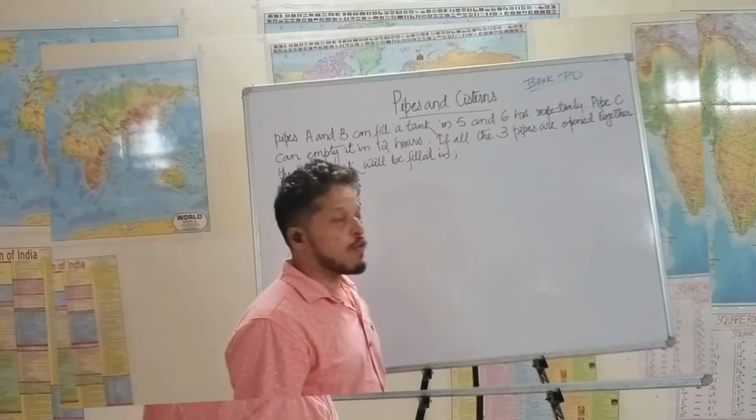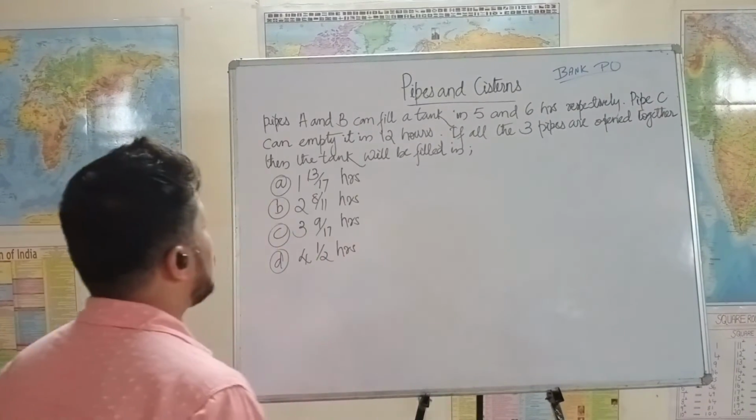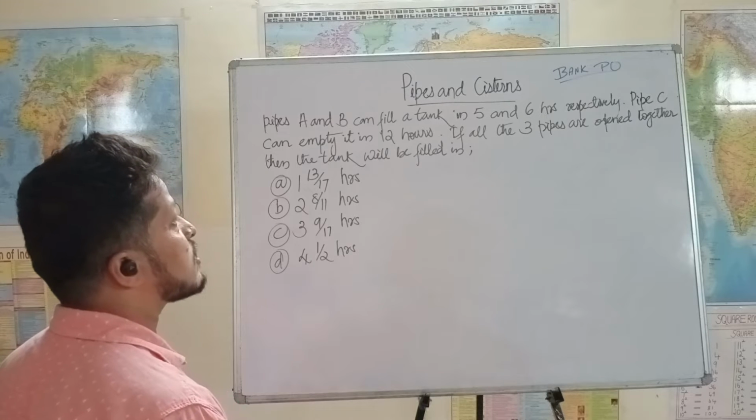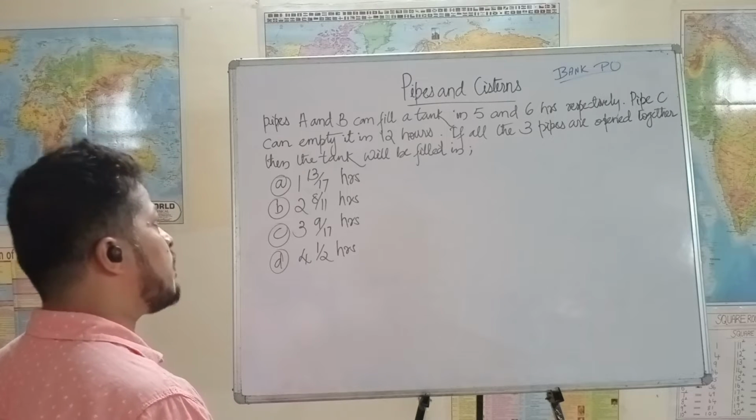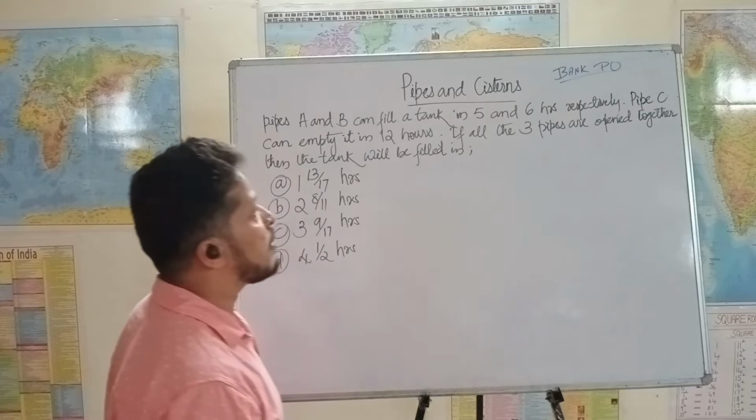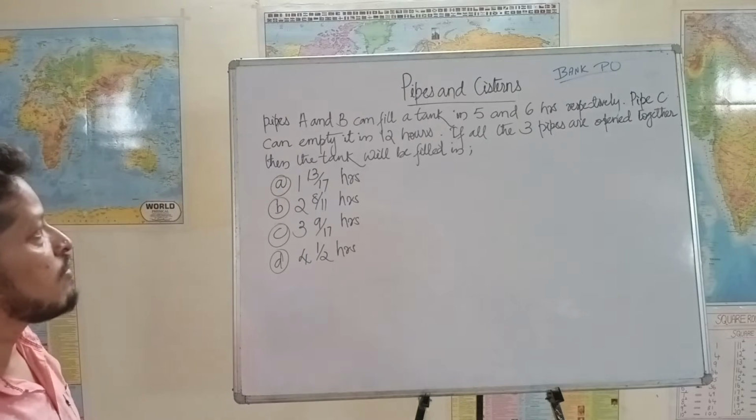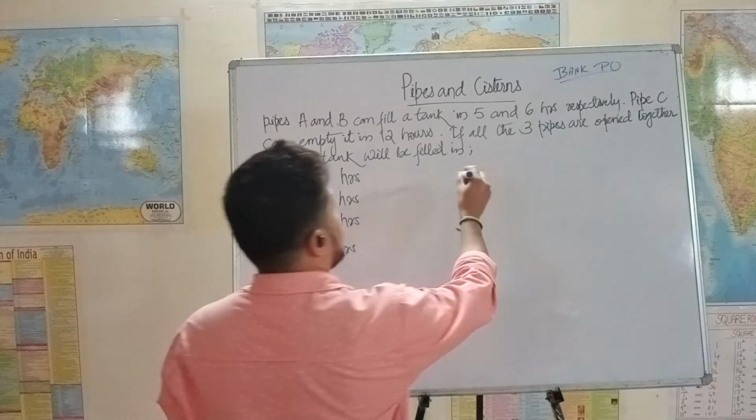Okay, we have a bank PO question. Pipes A and B can fill a tank in 5 and 6 hours respectively. Pipe C can empty it in 12 hours. If all the 3 pipes are open together, then the tank will be filled in. See, there is a tank.